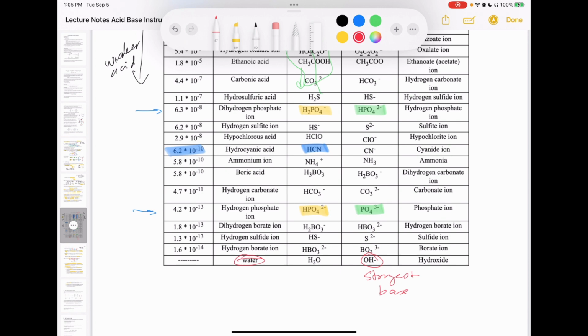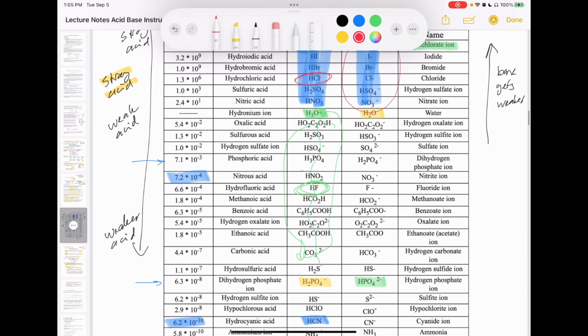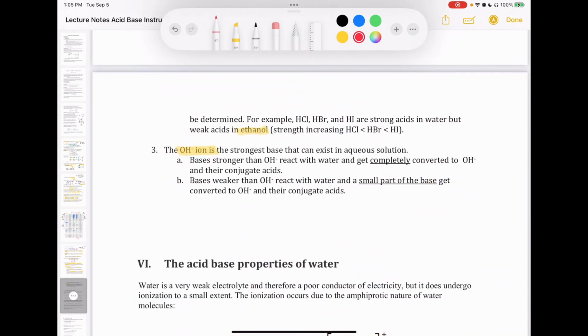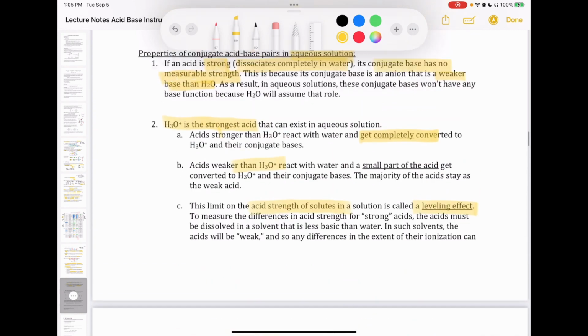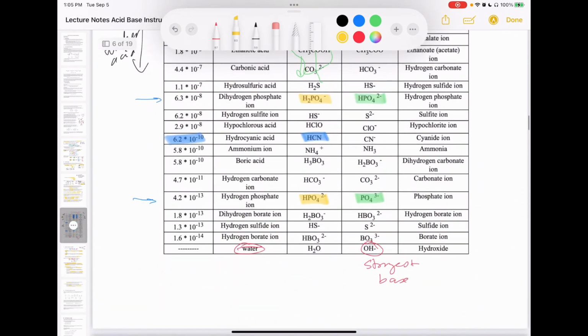Yes, you could put bases that are stronger than OH-, but as soon as you mix them with water, it's going to convert itself to OH-, just the same way as if you put any stronger acid in water, it will convert itself to H3O+. And similar to the acid concept, if you have a weaker base than OH-, it will stay together and a small part of it will get converted to OH-. So for example, if you have CN-, which is weaker as a base compared to OH-, it will react with water to form OH-, but a majority of it will stay as CN-.